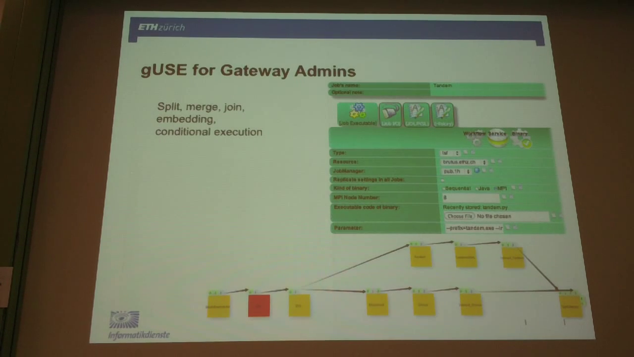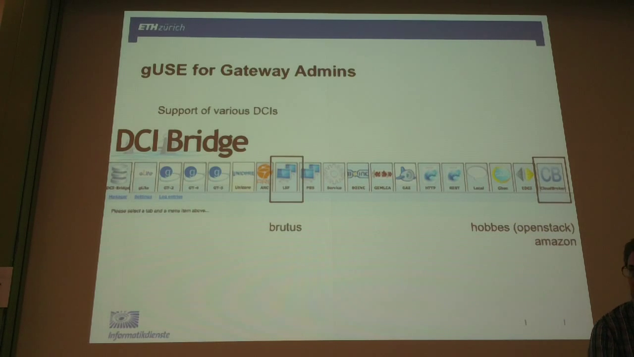So from the view of the gateway admin, you have a very nice interface to assemble such workflows, such pipelines. It's relatively easy to do. It even has a GUI now in the latest version. As said, the great thing is you can support different computing infrastructures. So with this app, we can go to Brutus. There's a cloud plugin, so we can access OpenStack clouds or even Amazon.